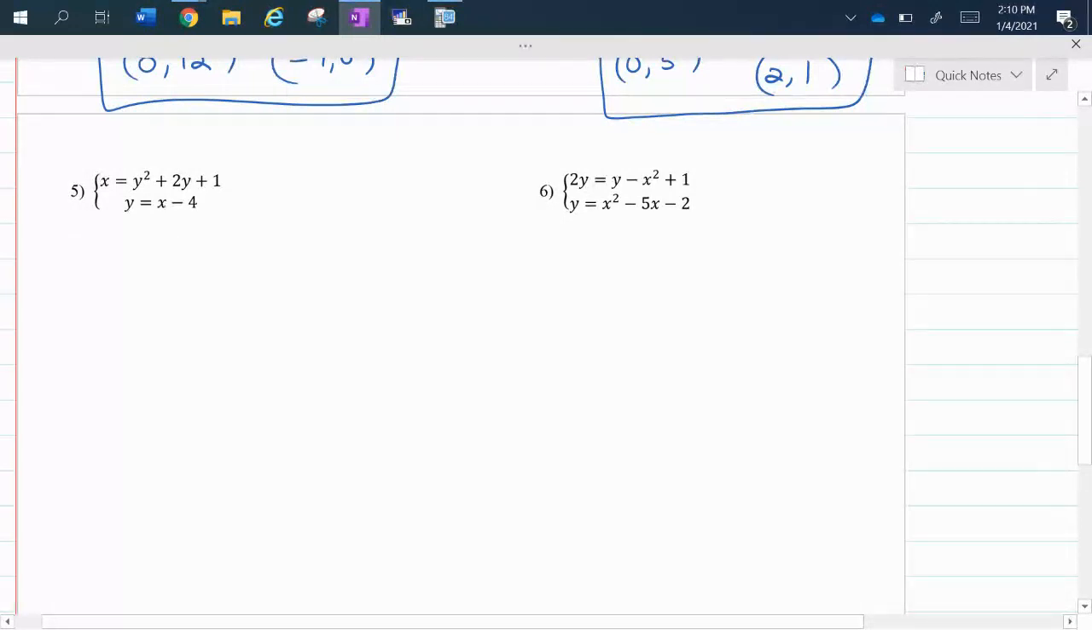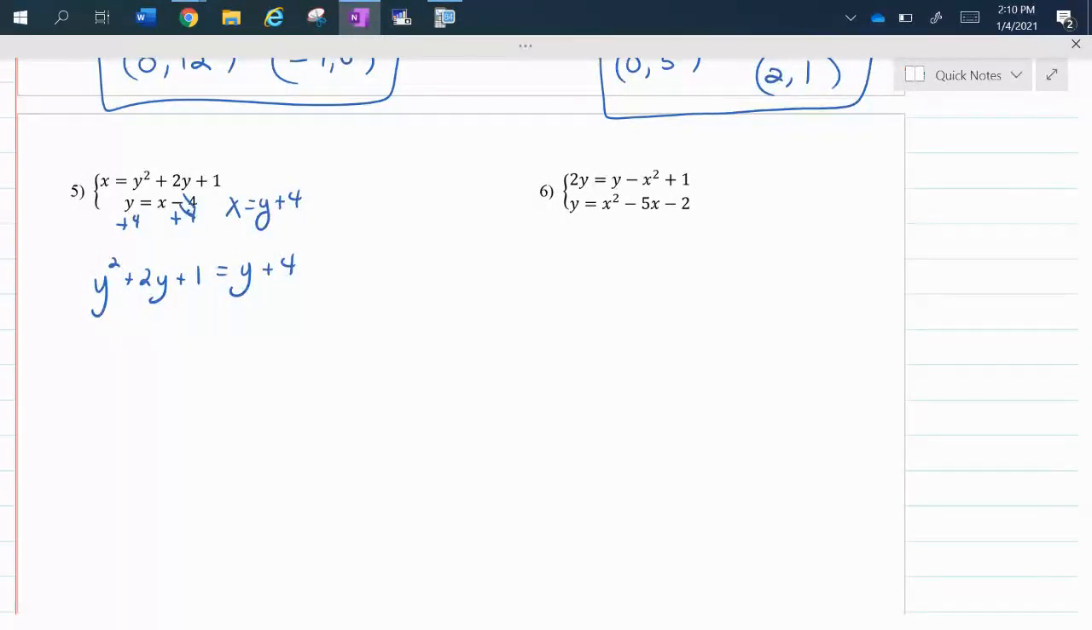I see in the first equation it says x equals. So I'm going to change this second equation to be an x equals also. x equals y plus 4. So if x equals y plus 4 and x equals y squared plus 2y plus 1, then these two equations have to be equal. So I'm going to do my substitution. There it is. And once again, I end up with a quadratic equation. And so I can make it equal to 0, look at it, see if I can factor it.